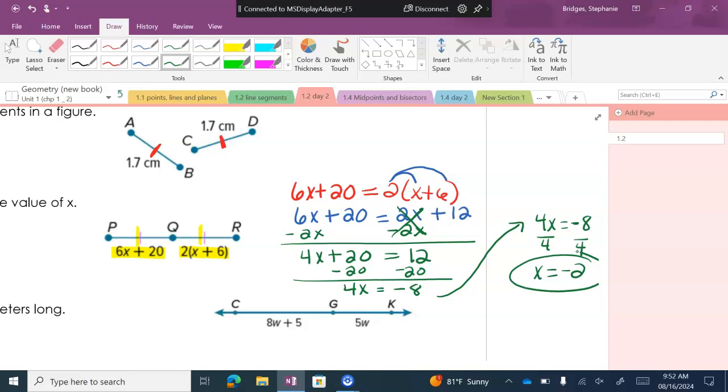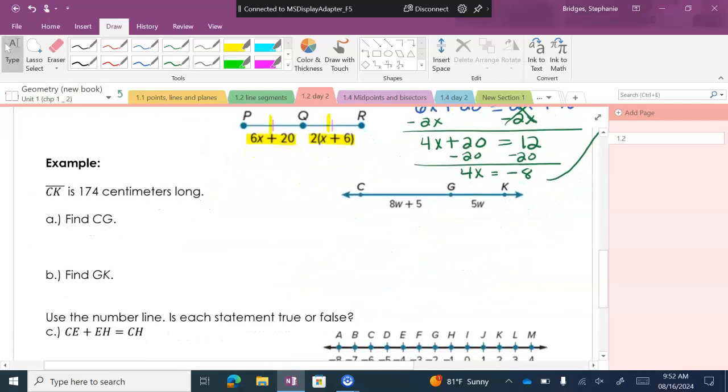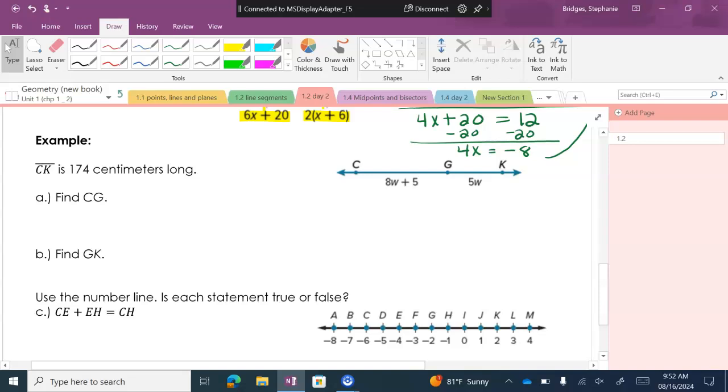All right, let's take a look at that next question. I have segment, well, technically line CK. How do I know it's a line and not a segment? I got arrows on the end, okay? One thing that we need to understand, especially when I draw pictures, they're never drawn perfectly how they should be, okay? I'm not a robot, I can't draw it perfectly. So in geometry, things are never drawn to scale.